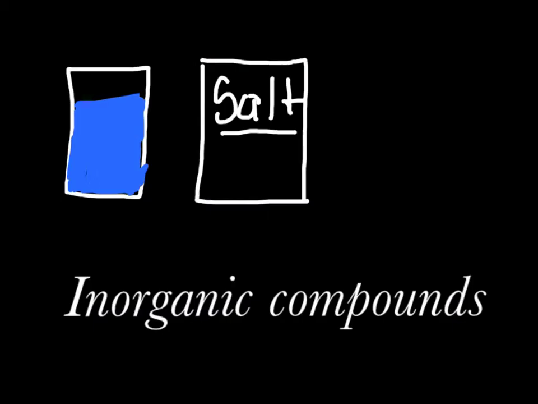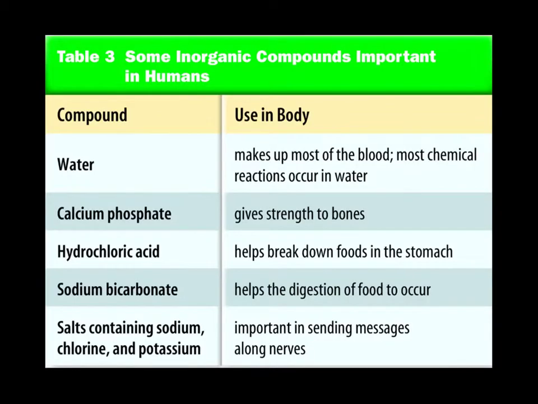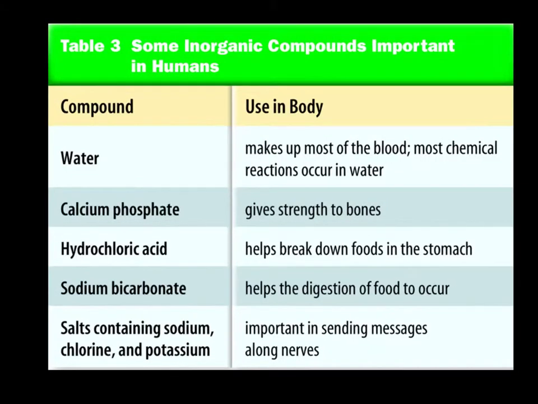Unlike the organic compounds, the inorganic compounds aren't made up of carbon and hydrogen. They actually contain nitrogen, phosphorus, and sulfur. An inorganic compound that is important to humans is water; the body uses it to make up most of the blood. Hydrochloric acid is used in the body. It helps break down foods in the stomach.